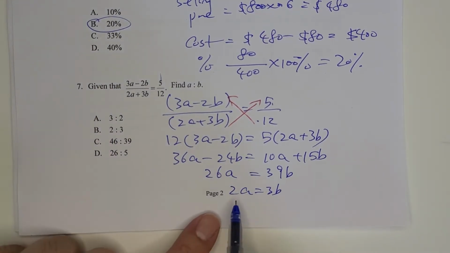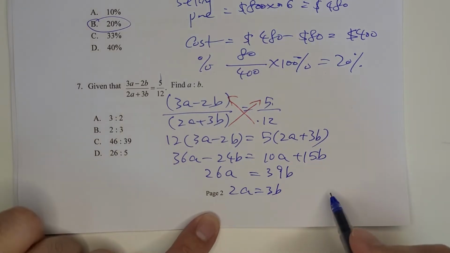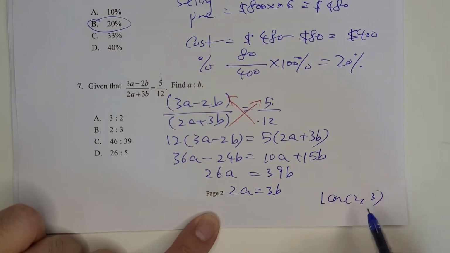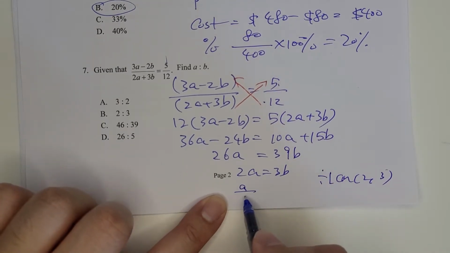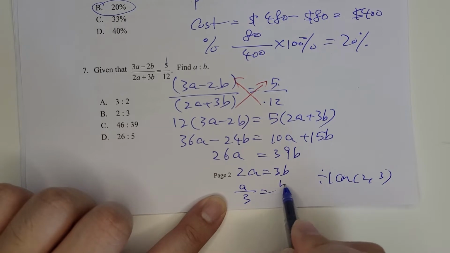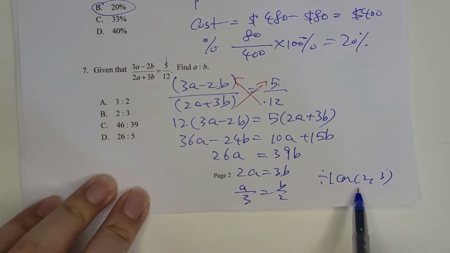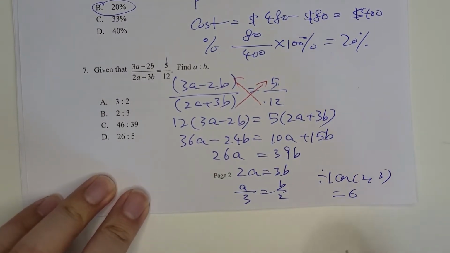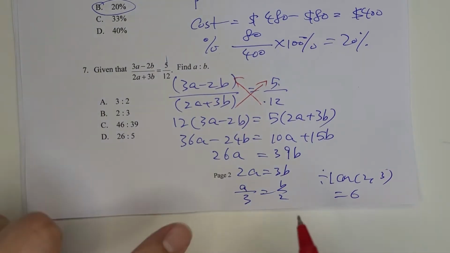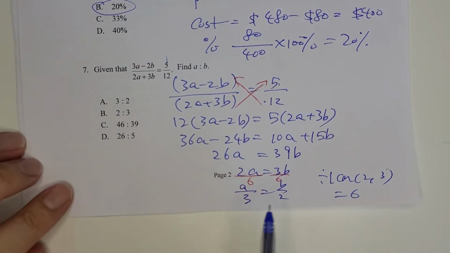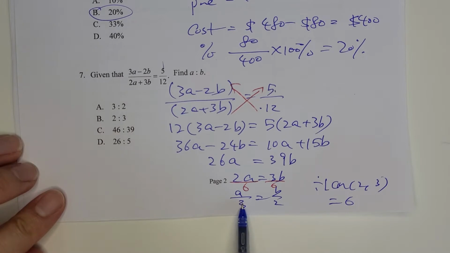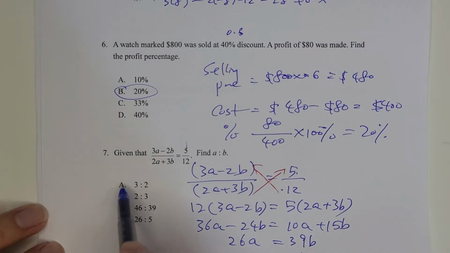Some of you choose 2 to 3. B is not the answer. What you need to do is divide by the LCM of 2 and 3. The LCM of 2 and 3 is 6, so both sides divided by 6. Then you will get a over 3 equals b over 2. That means a can be divided into 3 parts and b can be divided into 2 parts. So the answer is A.